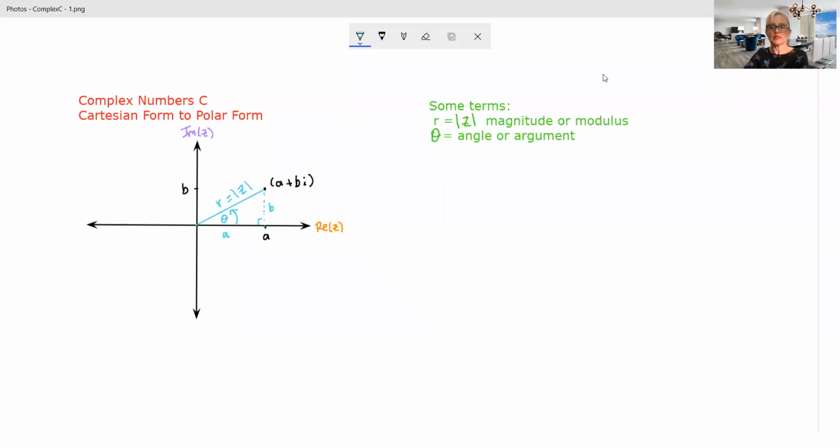We've been talking about complex numbers, and in particular we've been talking about complex numbers when they're in Cartesian form, so where there's a real part and an imaginary part. We've talked about what they would look like in the complex plane. The other way of determining the position of a complex number is in polar form.